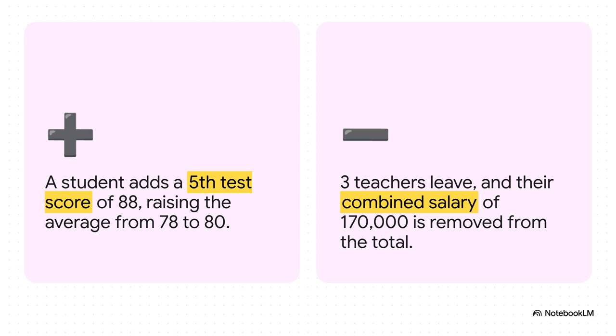And you know what's cool? This works no matter what. It doesn't matter if people are leaving a group, like our teachers did, or if someone's joining a group, like a student getting a new test score. The logic is exactly the same. The secret is always, always, always to track how the total sum changes. That's where you'll find the answer.